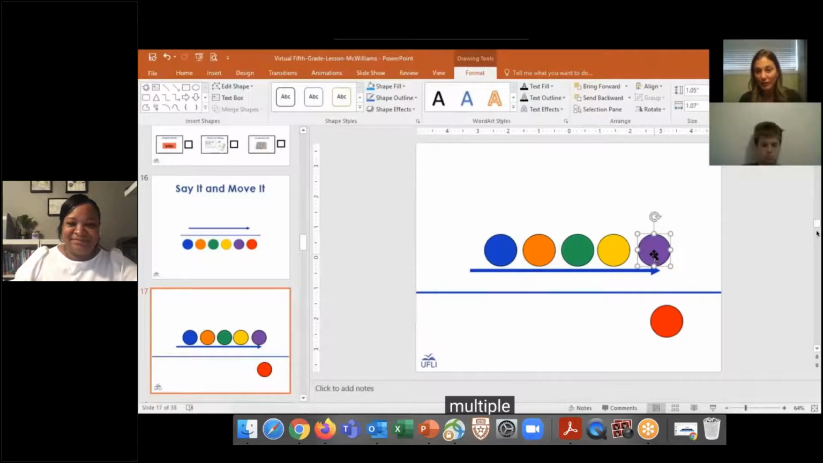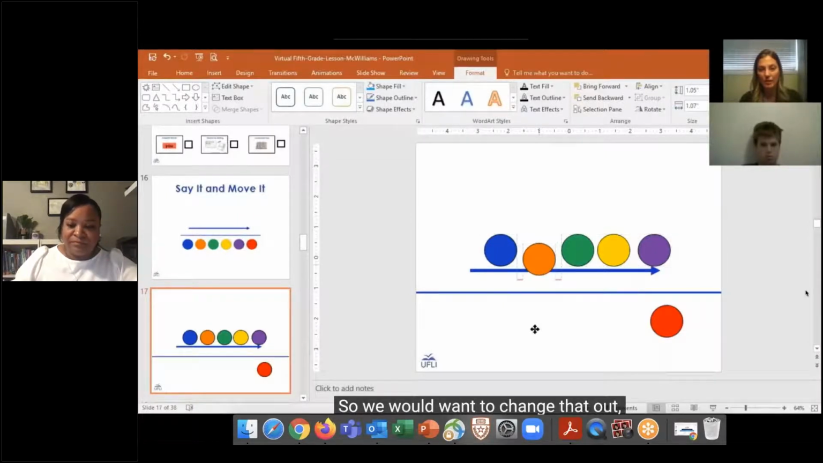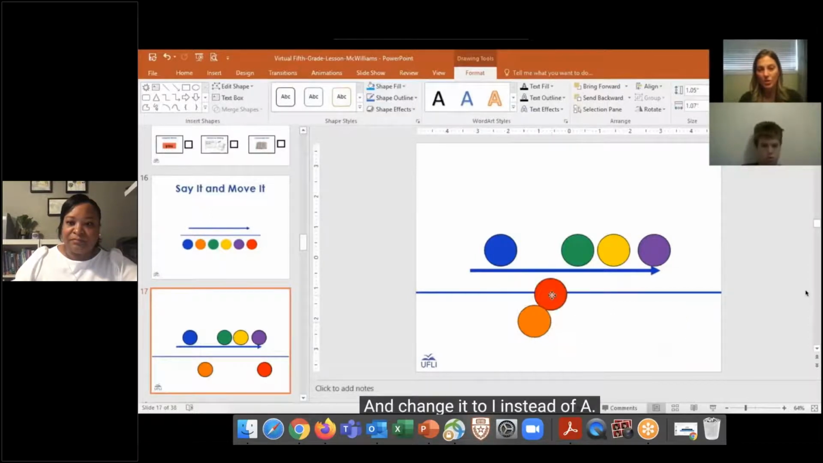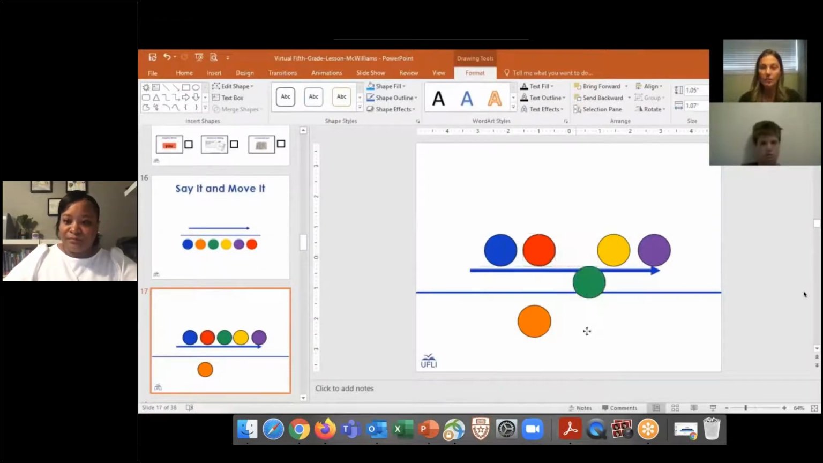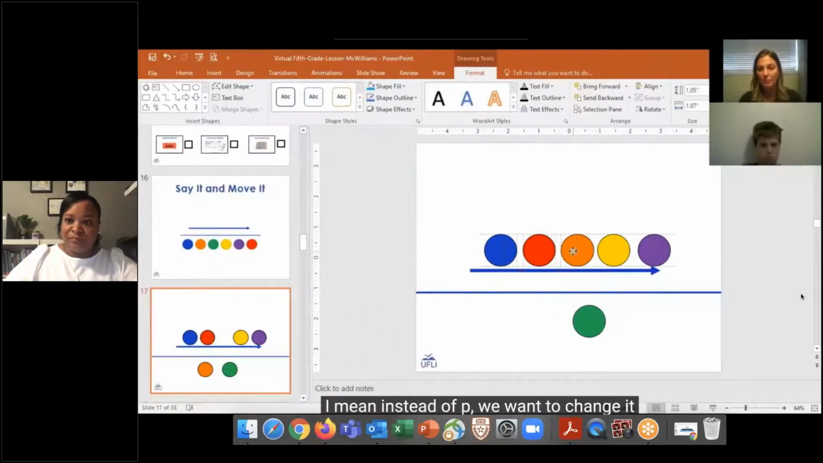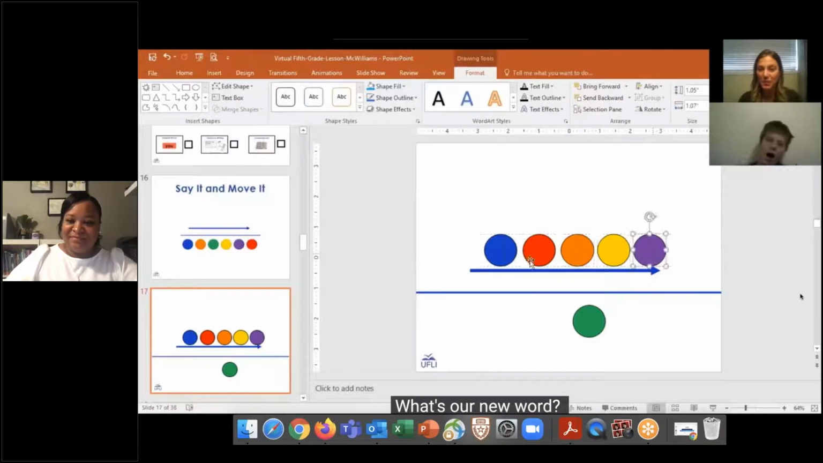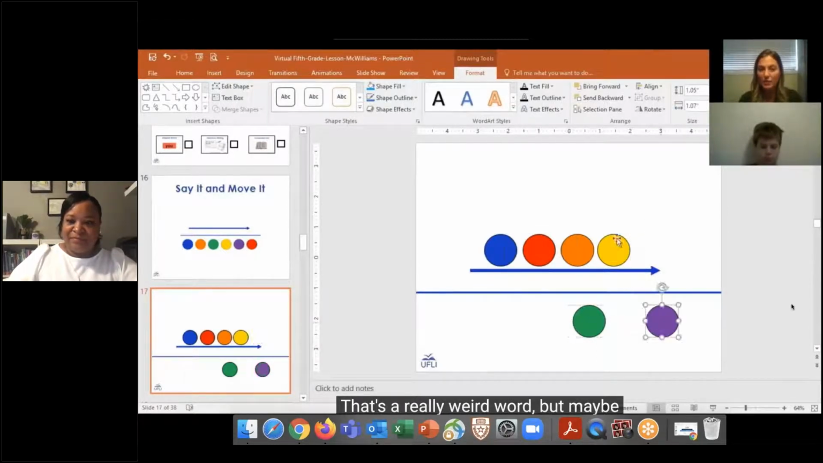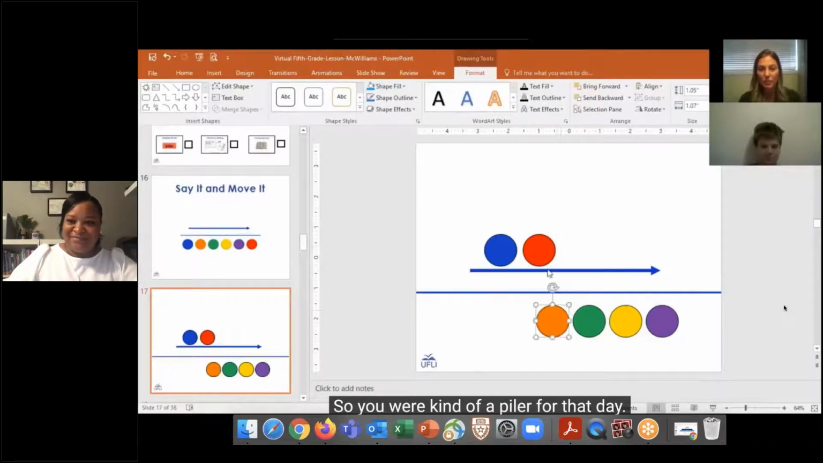So if you have multiple pilers, what would we need to change out? I. So we would want to change that out, right? And change it to I instead of A. L. So instead of that, we want to change it to this. So pilers. What's our new word? Pilers. Pilers. That's a really weird word. But maybe someday, you were talking about helping your dad pile up rocks, right? So you were kind of a piler for that day. You and your brother could be pilers.